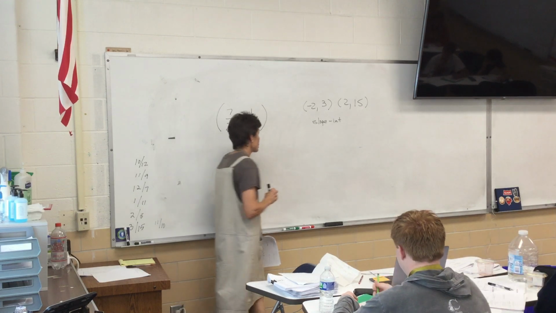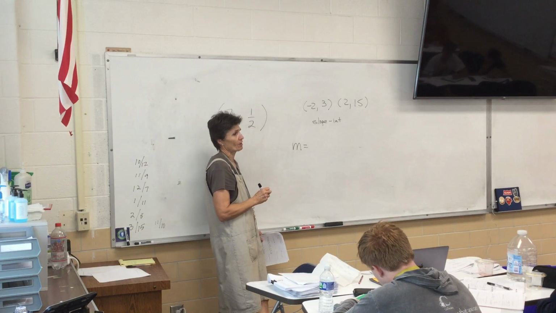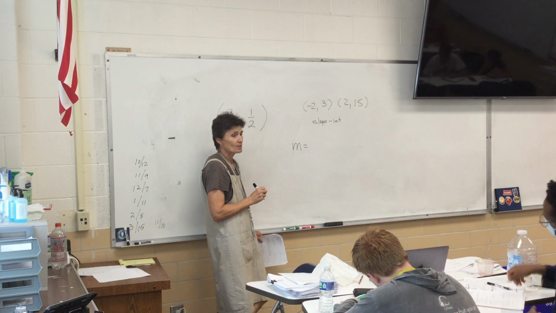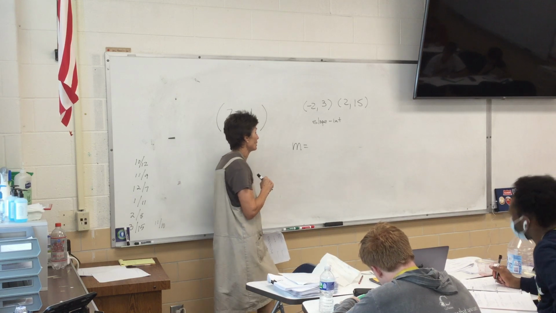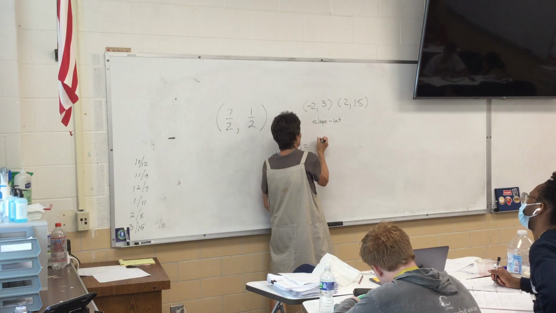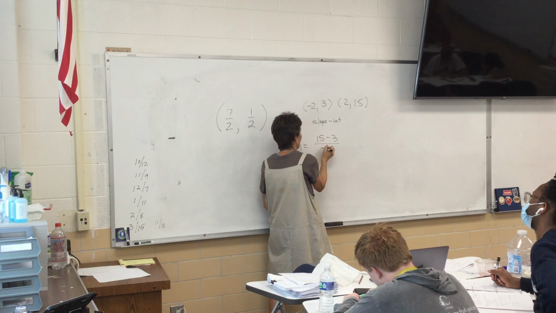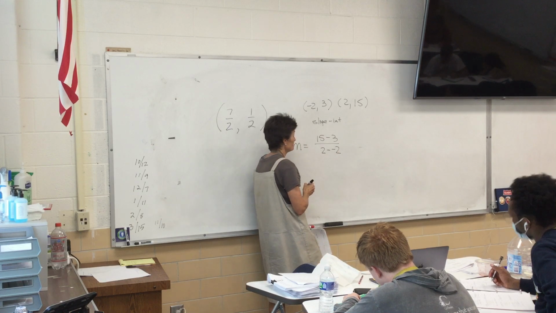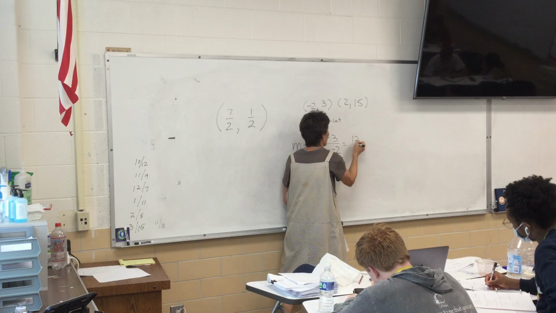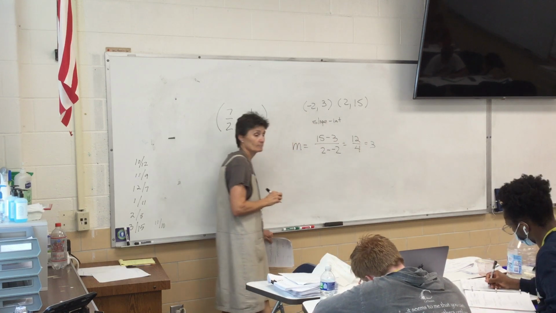So we need to get the slope first. It always starts there. It doesn't matter what the directions are. If you're doing a line, you need the slope. So, okay, more to remember. How do we do slope? 15 minus 3 over 2 minus negative 2. So 12 over 4, Brennan says that's 3, is he right? Yeah.